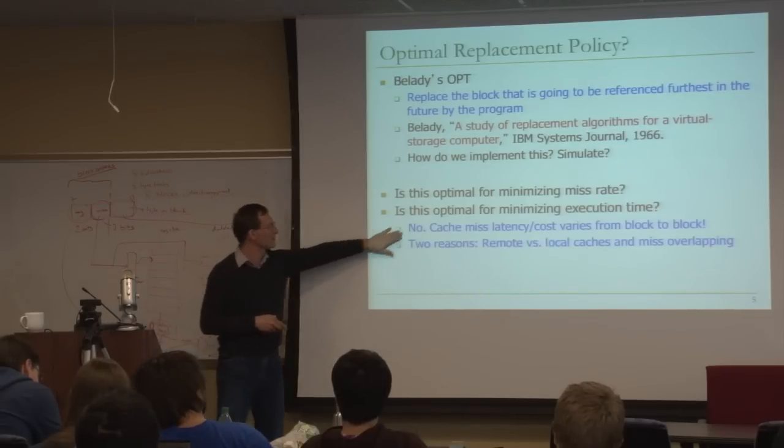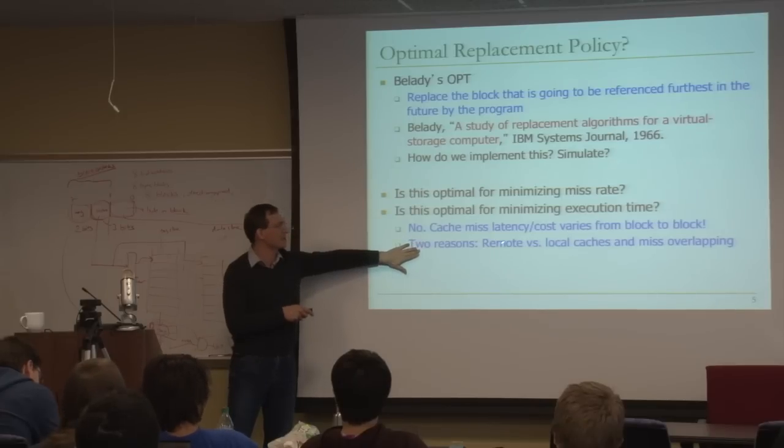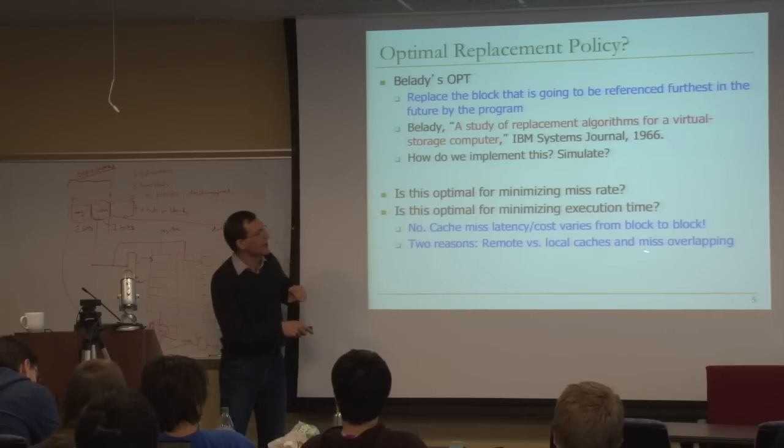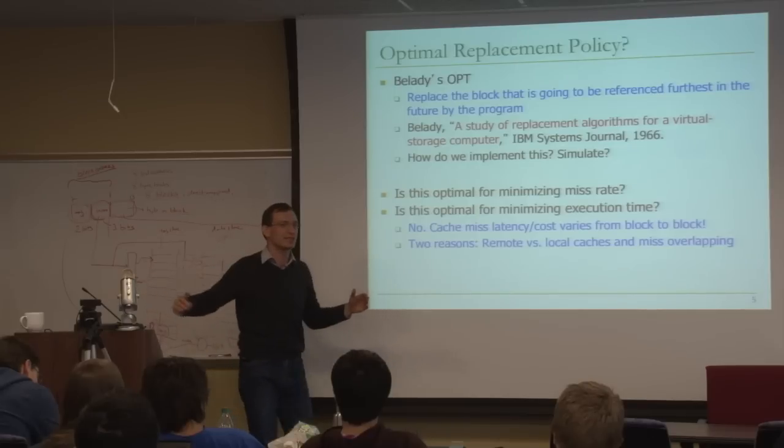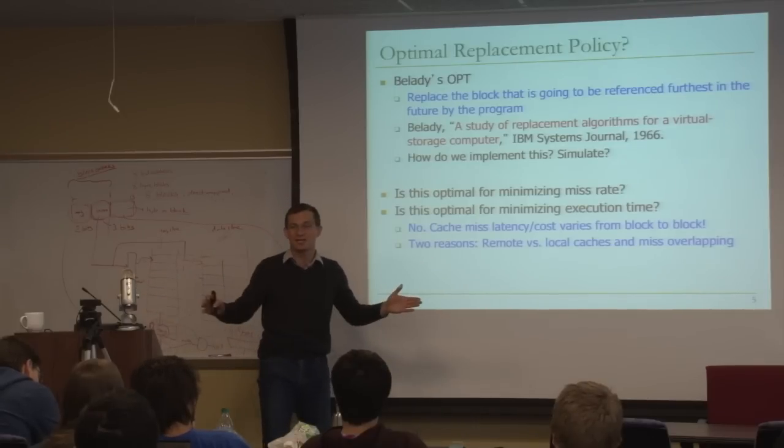Yes, there are many reasons. We've talked about those reasons in the last lecture. And miss overlapping is another reason. For example, if a miss is overlapped with many other misses, then its cost is less, because you're really amortizing that cost across many misses.